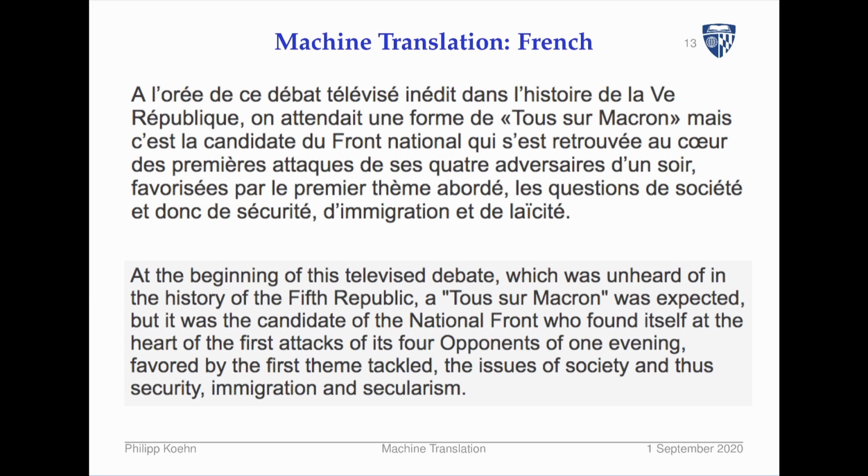I'll give you another example. This is a machine translation from French.